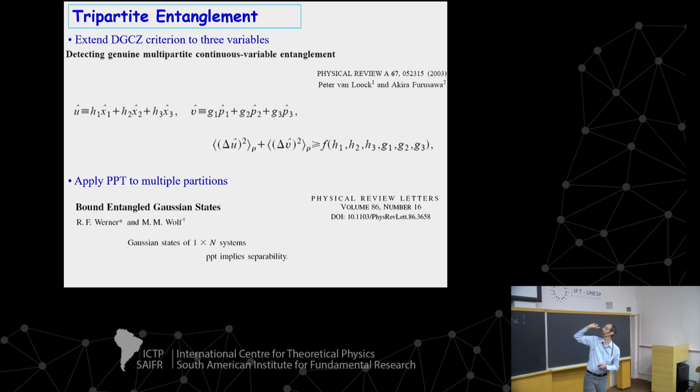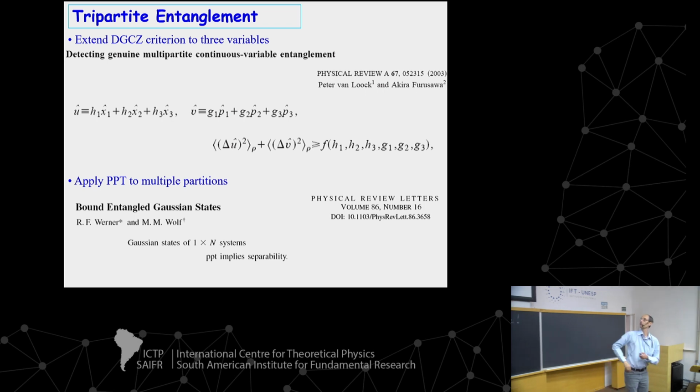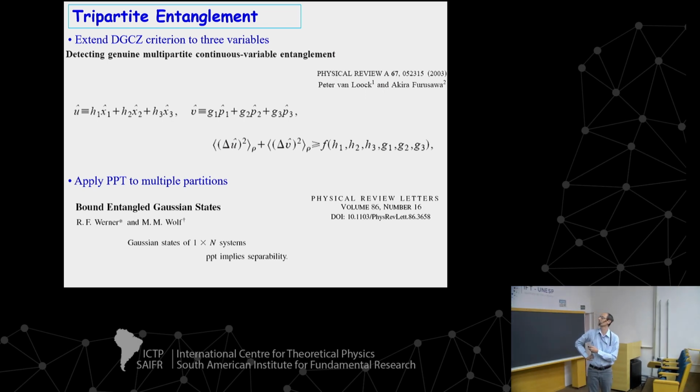Fine with that? Okay, you can go further and look for tripartite entanglement, for 3 or 4 and more variables, or you can apply PPT when you have multiple partitions. You can just take your 3, 4, 5 systems and look at all possible ways that you can decouple these n modes into bipartitions and apply the tests. Whenever you have a violation, you have a signature of entanglement.